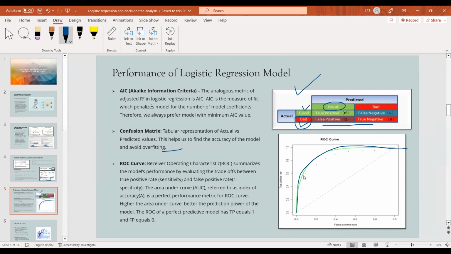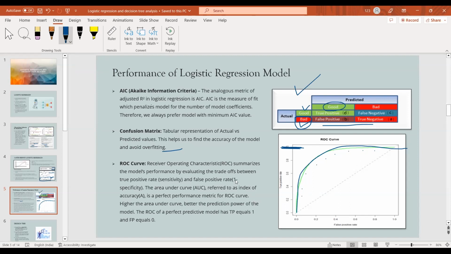A ROC curve is a very important metric. A model which is performing well will have a ROC curve which is tilted above this 45-degree line. It means that the greater the area under the curve, which is also known as AUC, the better the model is. A perfect model will be at this point where there is no false positive, meaning nothing went wrong, and there are only true positive cases. So the more curved the ROC is, the greater the degree to which it is tilted above this 45-degree line, the better the model is.